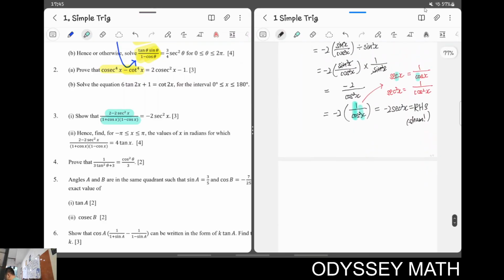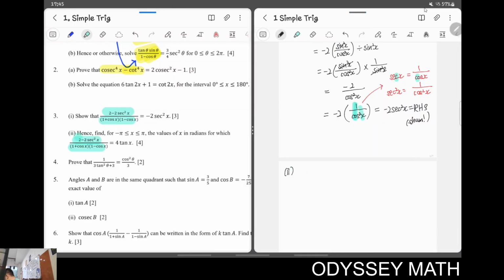All right, let's move on to part 2. This type of question did come out in this year's O-level AMF, quite typical. So first they will ask you to show a trigo proving, and then next you will use that trigo proving to solve a trigo equation in part 2 here. So hence, find in radian, where x is between minus pi and pi radian inclusive, the values of x in radian. So remember to change your calculator to radian mode, for which 2 minus 2 secant square x over 1 plus cosine x, 1 minus cosine x, which is exactly this one over here, equals to 4 tangent x.